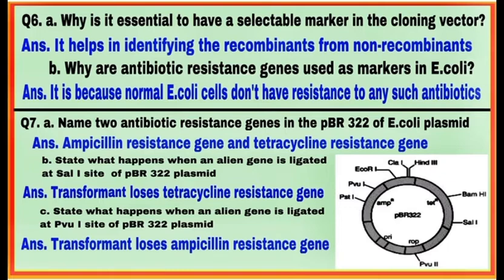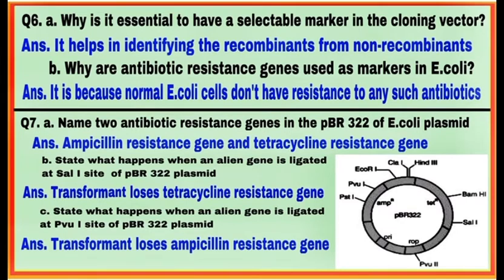Part B of the question. Why are antibiotic resistant genes used as markers in E. coli? Antibiotic resistant genes are used as markers in E. coli because normal E. coli cells do not have resistance to any such antibiotics.